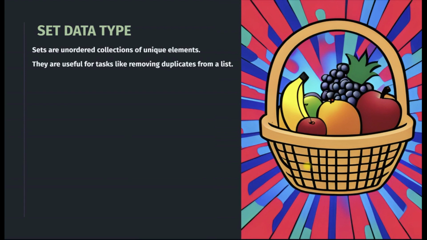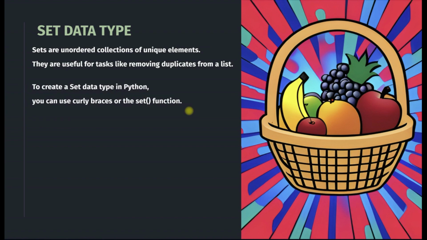In Python, a set is an unordered collection of unique elements. This means that each element in a set must be unique, and the order in which they are added to the set is not important. So sets are useful for tasks like removing duplicates from lists. Sets can be created using curly braces or the set function. One of the main benefits of using sets is their ability to perform mathematical set operations such as union, intersection, and difference. So using the set data type, you can perform union, intersection, and difference operations in Python.